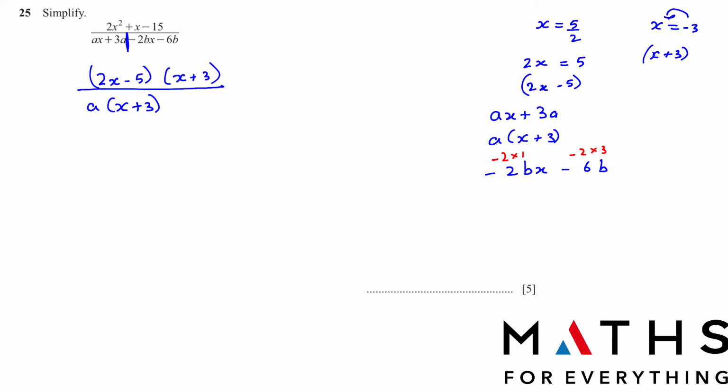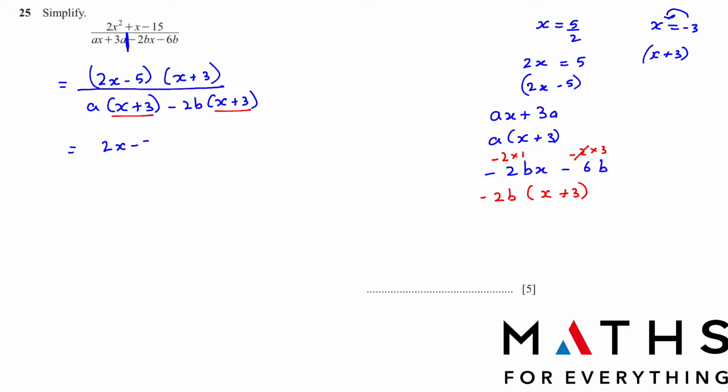So if we factorize the -2b out, we will be left with x. The -2b is gone, so what is remaining now? Plus 3. So we will write here -2b, x plus 3. When you're factorizing in this way, very important thing, the brackets must be the same. If they are not, you have made a mistake.